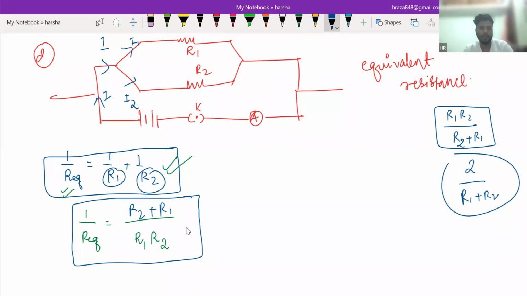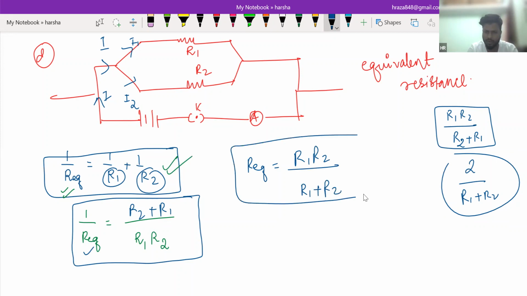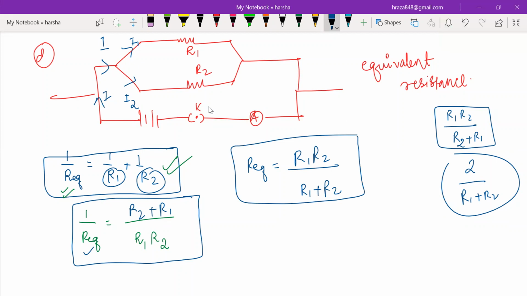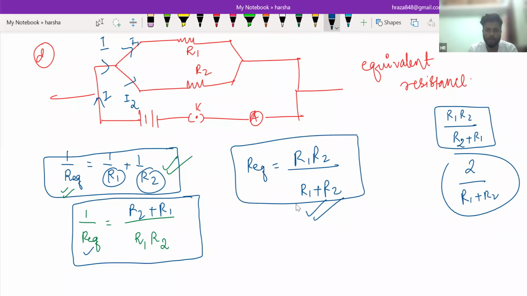Now see, we are going to find the value of R equivalent. Just take the reciprocal. R equivalent will be equal to R1 R2 upon R1 plus R2, or whether you can write R2 plus R1. Both are correct or not? Yes, sir. So this is the answer. Whether you write R1 plus R2 or R2 plus R1, both are the same, 1 plus 2 or 2 plus 1. So the answer will be R1 R2 upon R1 plus R2. Okay, please write it. Yes, sir.